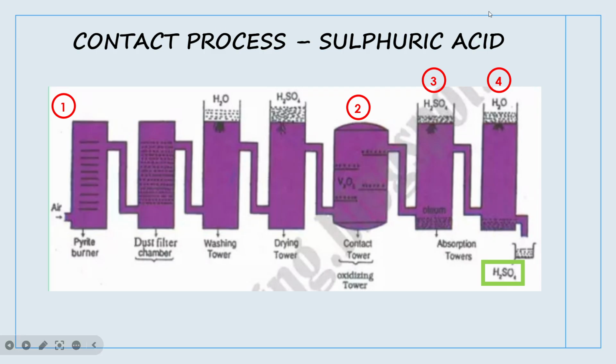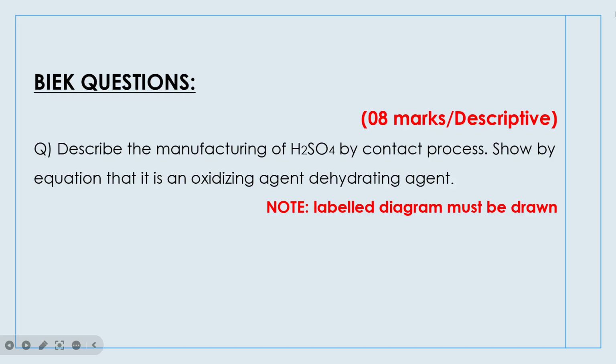How will you get this in your board examination? You get it as an 8 marks descriptive question: describe the manufacturing of sulfuric acid by the contact process. Show by equation that it is an oxidizing and dehydrating agent. This equation part also goes along with the explanation part. This equation part I will discuss in the video along with the detailed analysis of all the chemical properties.